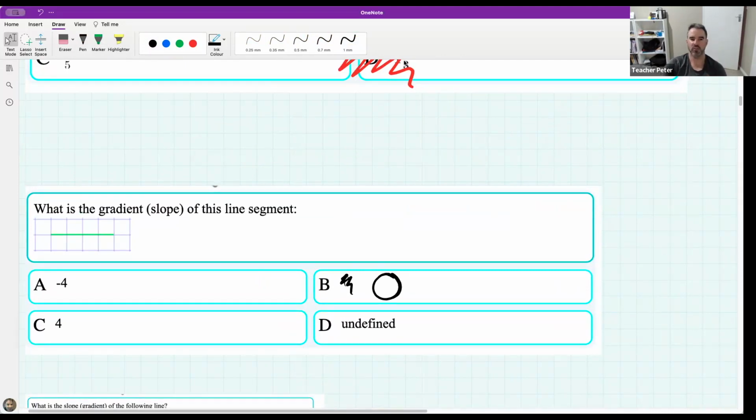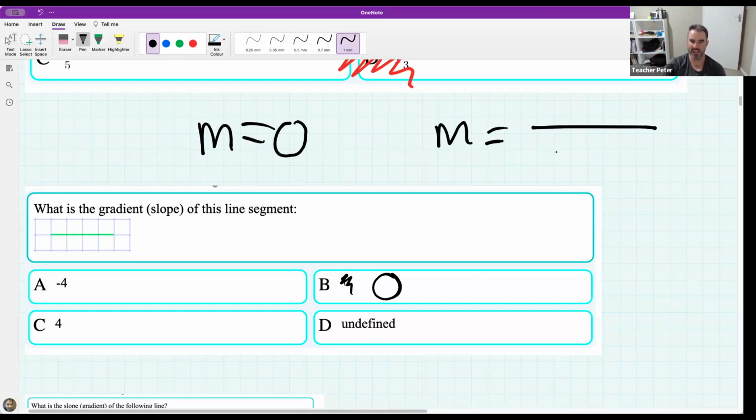So because this is completely flat, a lot of you will know that this is 0, but if you think of it in terms of the formula, the change in x is 1, 2, 3, 4, but the change in y doesn't go up at all. So 0 over 4 is 0. And so the correct answer is B.